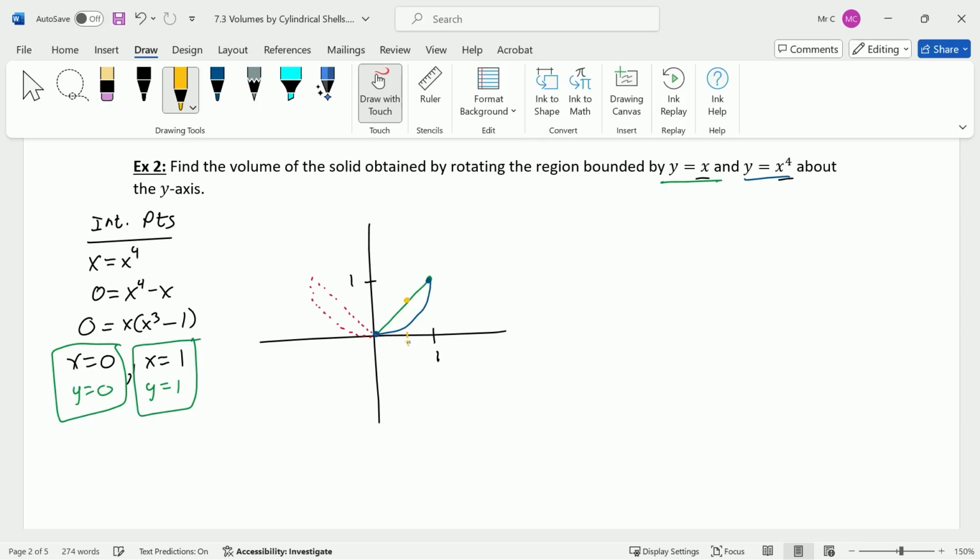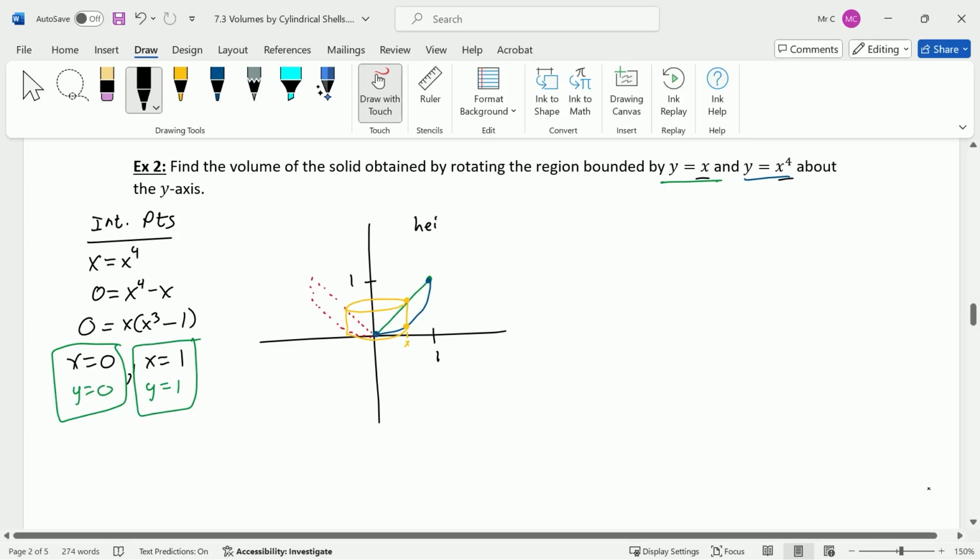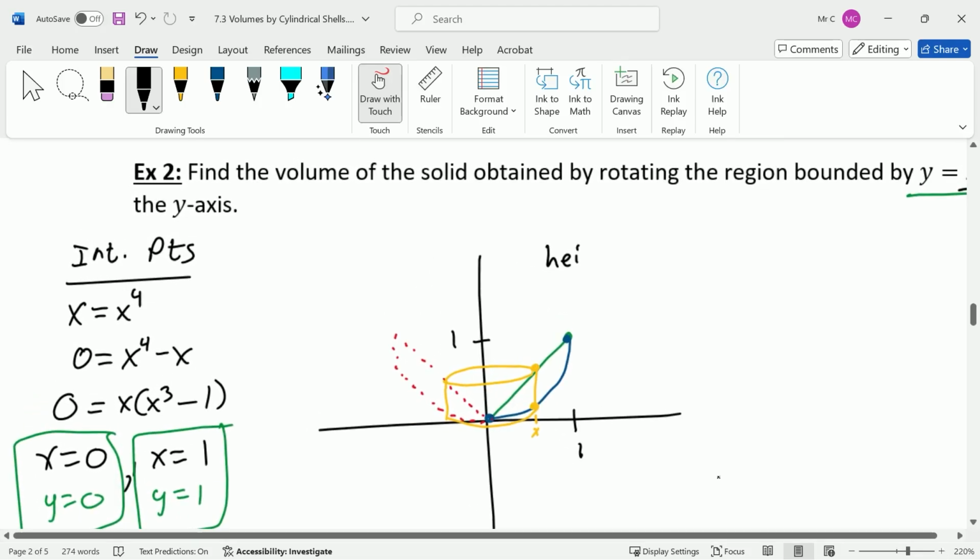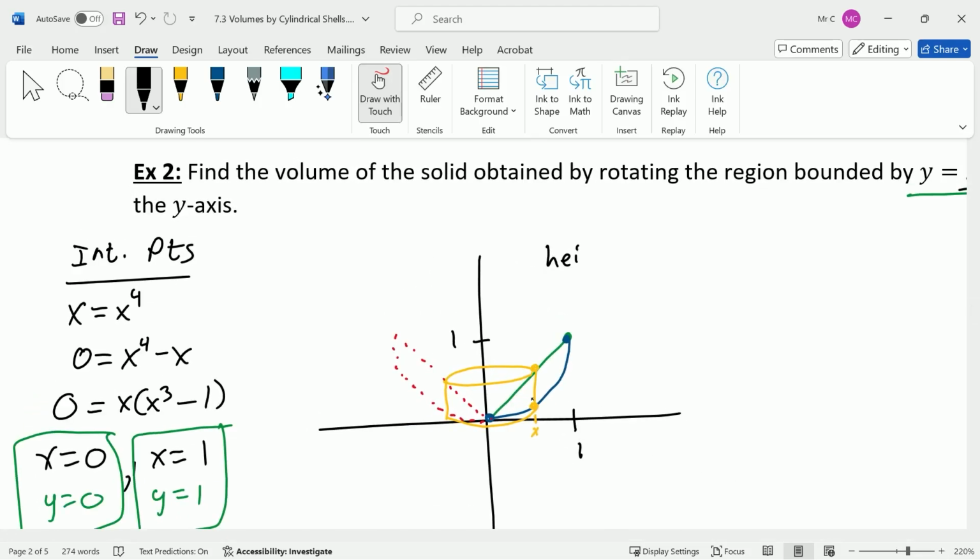You're fixing a single x value here, drawing that straight line between the two curves, and then rotating the whole line around the y-axis. And so in this case, the height is a little different because the height of our cylinder, if we zoom in a little bit here, is the height between the two functions.